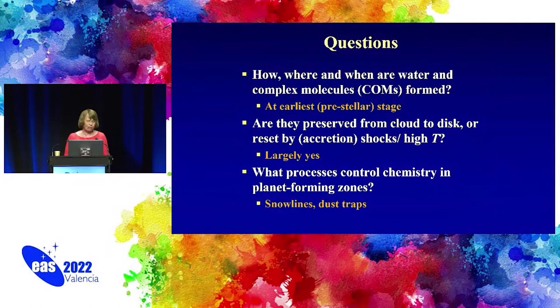So, spoiler alert, what are the answers to these questions? Where are the molecules formed? Mostly at the early stages. We have to go back already to the very early, possibly pre-stellar stages before the cloud collapses. That's where the bulk of the molecules and complexity is already in place. Are they preserved? We think largely yes. What are the processes that control that chemistry? Well, these dust traps that you see here, on these ALMA images, and also snow lines play a very significant role in determining the outcome. But the bottom line is there's a very interlinked chemistry and physics, both in the gas and the ice. And so you need to know both of them, the gas and the ice.